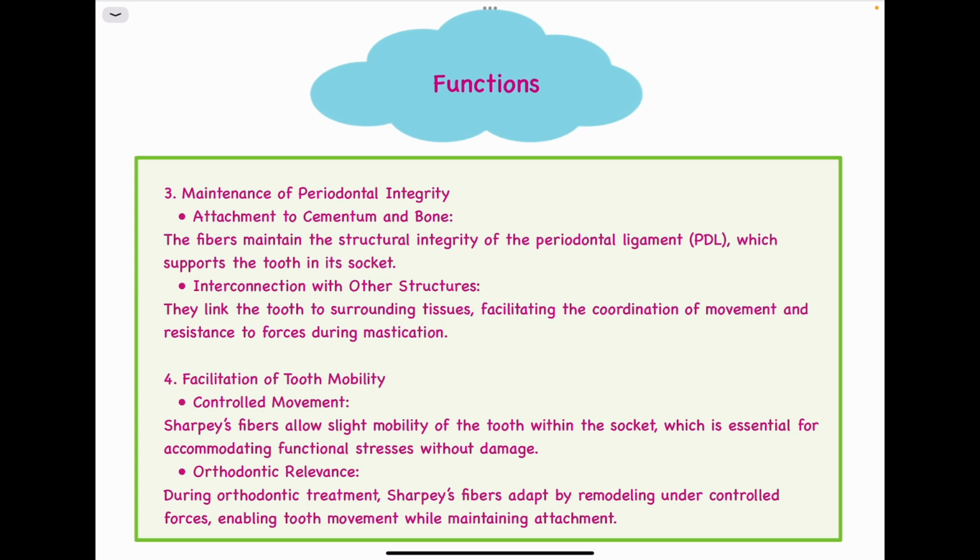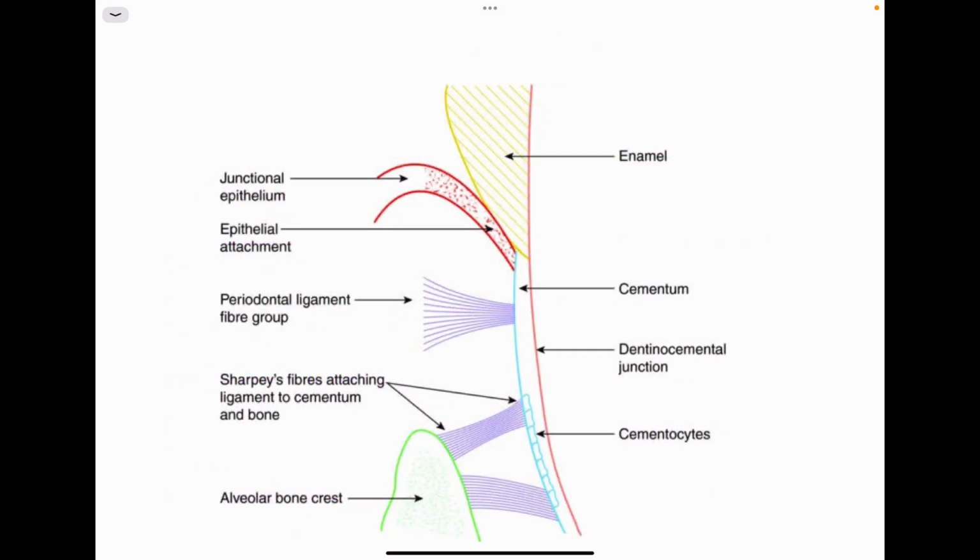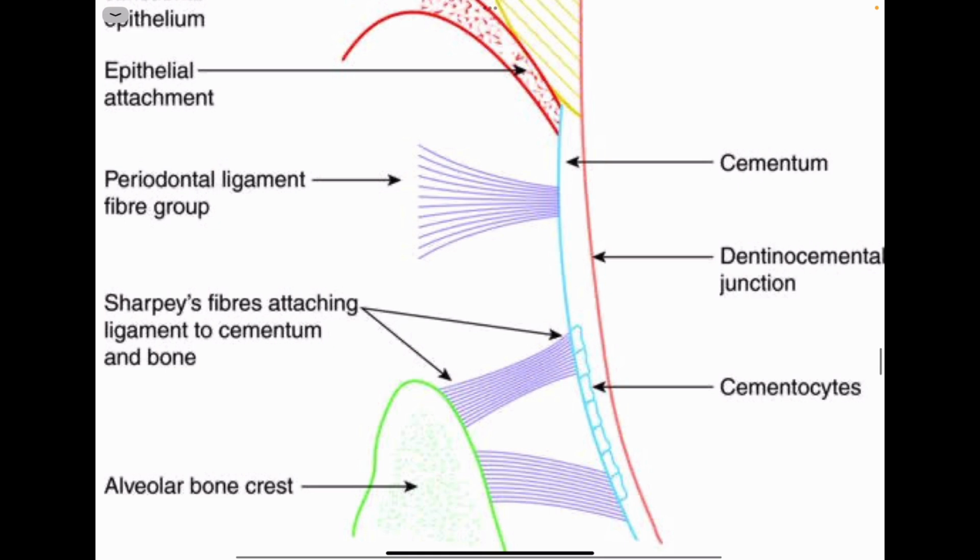So these Sharpey's fibers are very important from the orthodontic perspective as well. So by remodeling, they adapt to those controlled forces and enable tooth movement while maintaining the attachment, by preventing the loss of attachment. So here this diagram is depicting Sharpey's fibers to the bone as well as to the cementum, to the alveolar bone and the cementum. So this helps in maintaining the integrity of the periodontium.